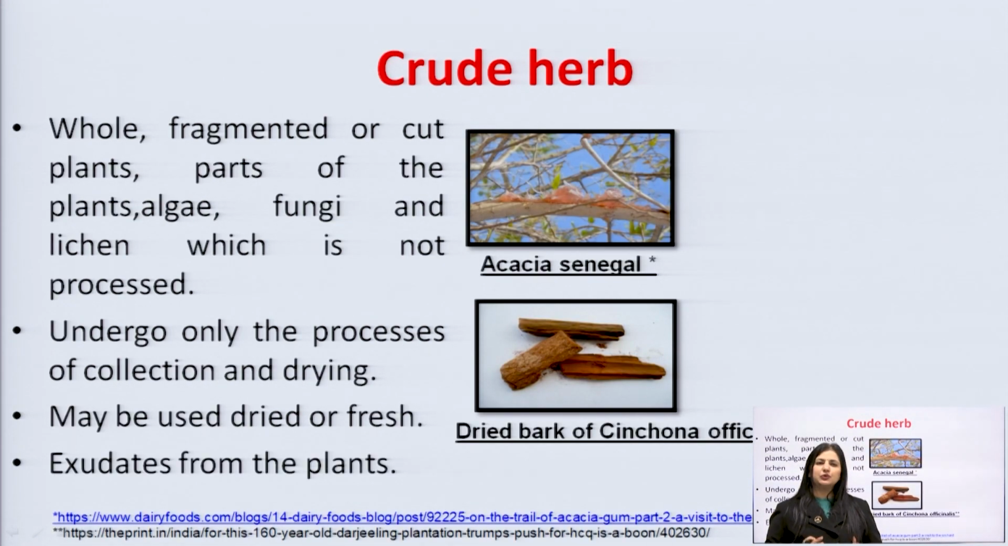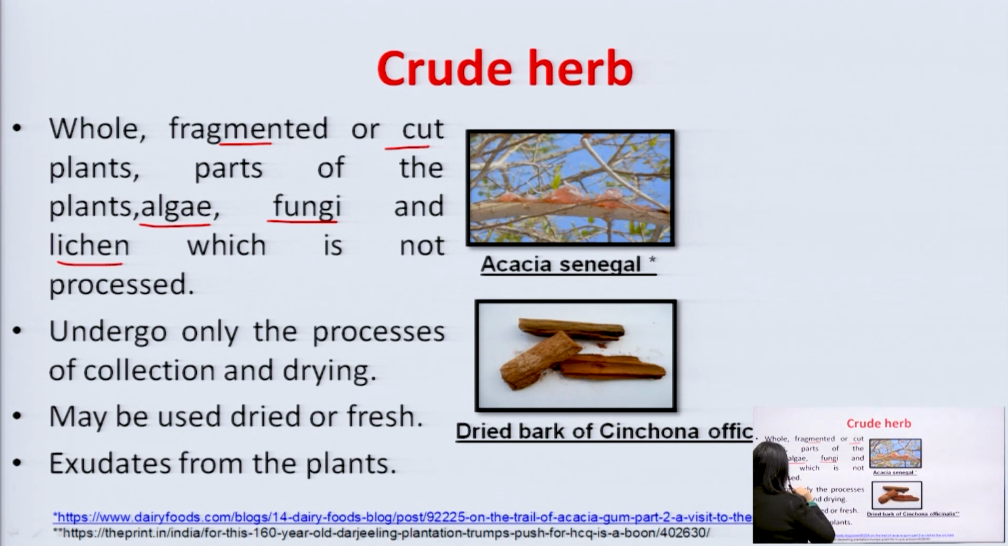Now, what is crude herb? Crude means that which exists in nature as it is. We have not given it any treatment, it has not passed through any process. That is a crude herb. So let us go by the definition on this slide now. Whole, fragmented or cut plants or its part of the plant or maybe algae, fungi and lichen which is not processed. You have not given it processing.